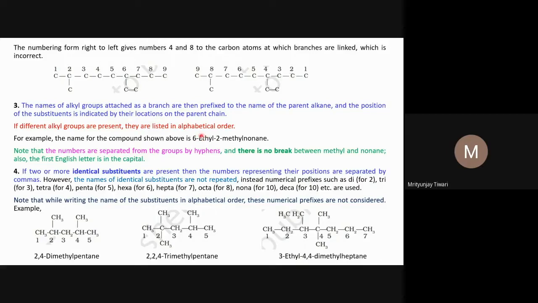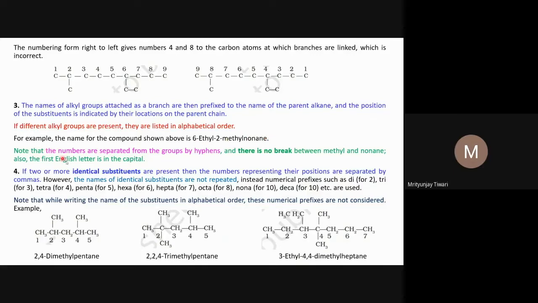The first letter in the IUPAC nomenclature is a capital letter, and another point is that there is no space between methyl and nonane. In fact, we have not put any space from here to here. The entire name should go in continuum. From 6 to the last letter E, there is no gap. These hyphens and commas are all part of the IUPAC nomenclature, so we don't put any gap in the IUPAC name of any compound. From here to here there is only one word, one name.